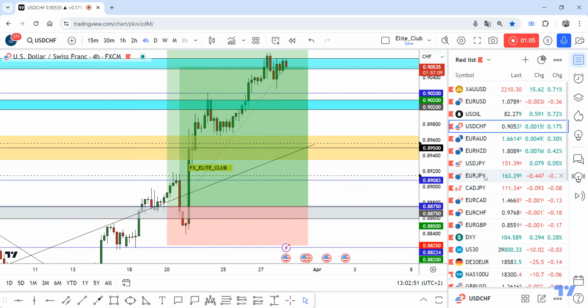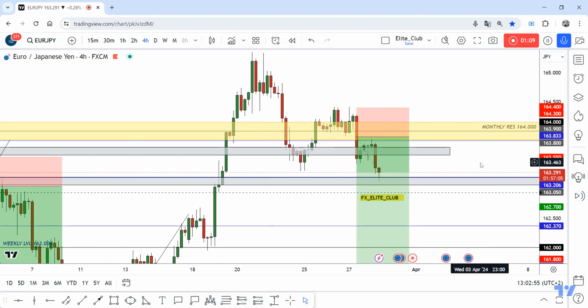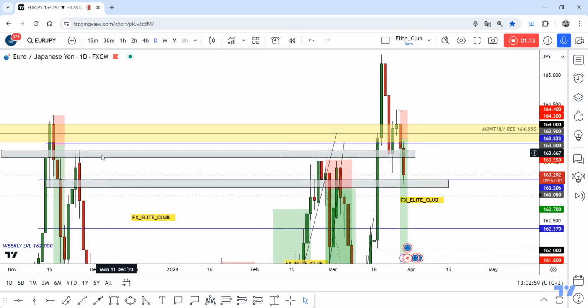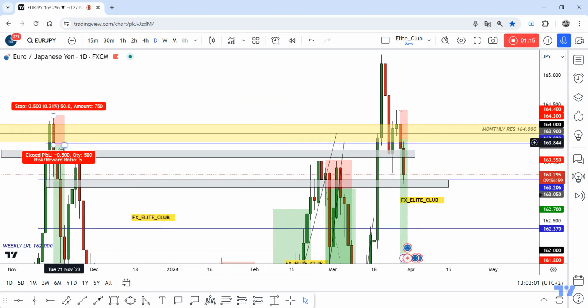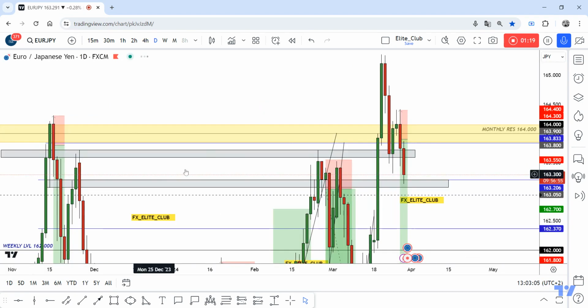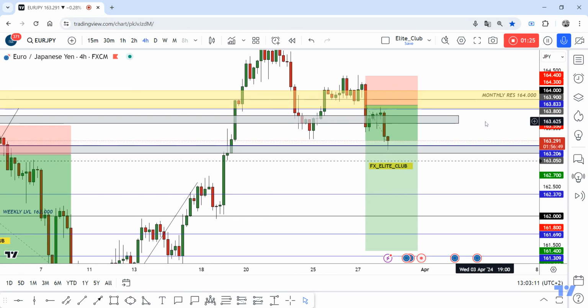EUR/JPY I entered this week. It was a very simple and very easy entry. We have a daily resistance, this blue line. It was a very good resistance. I entered from the same area before, and we have a very good closure on the daily time frame below the resistance. I waited for the price to go up and retest the resistance and it gave me more than 70 pips.